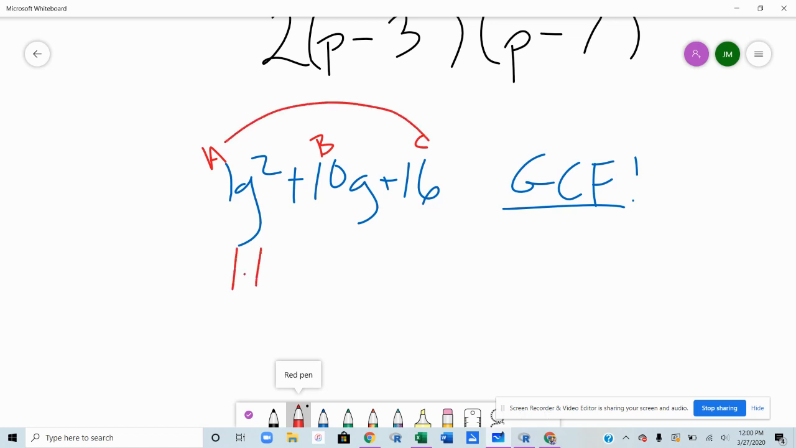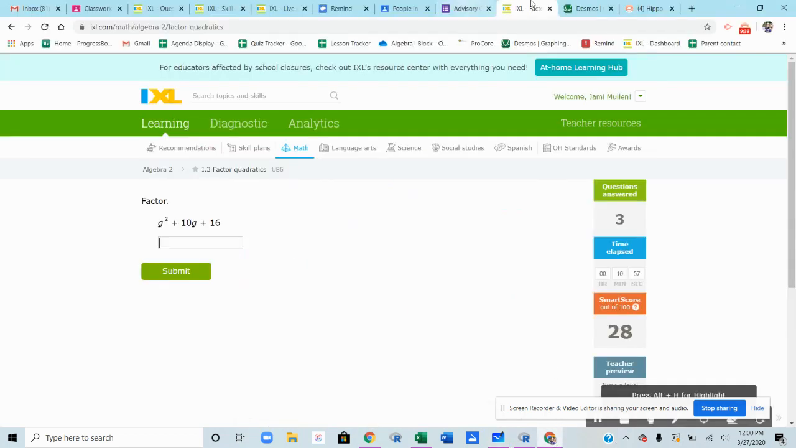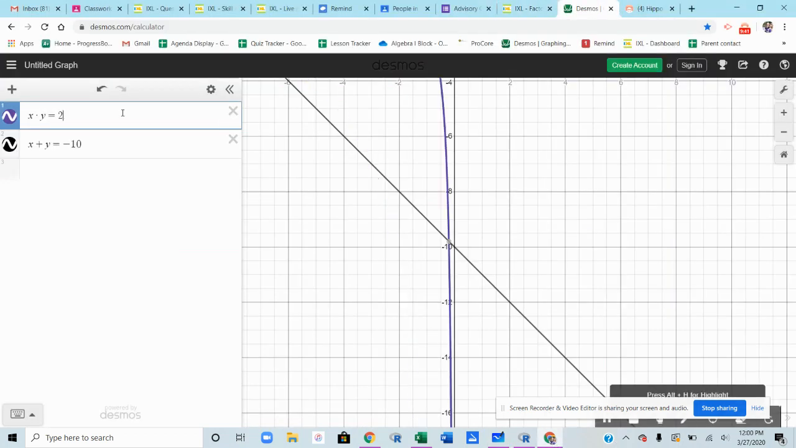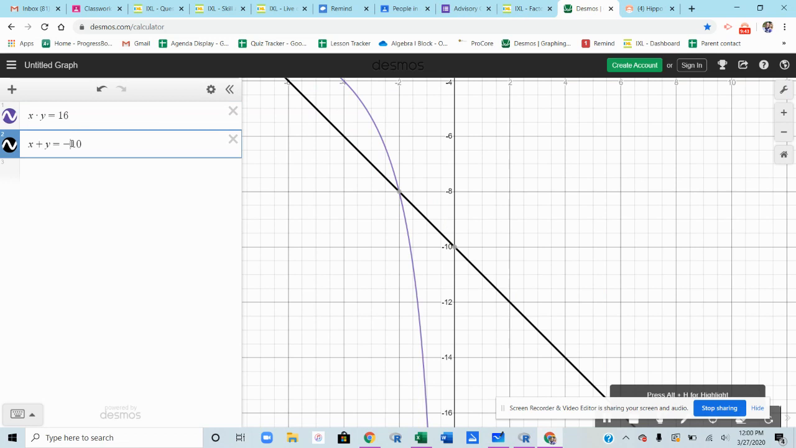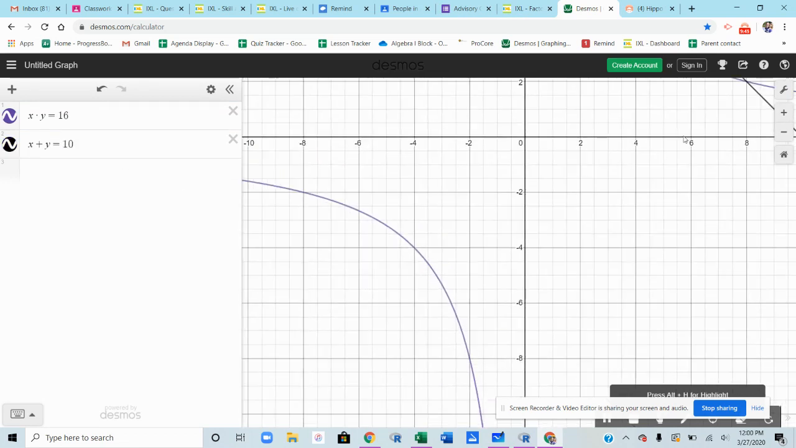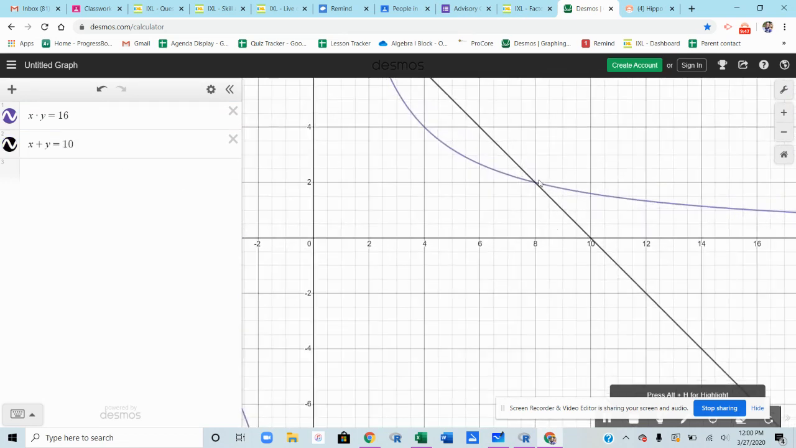Multiply A and C. You need two numbers that multiply to be that answer and add to be B, which is 10. So go back to Desmos. They need to multiply to be 16, add to be positive 10. Where they cross are 8 and 2.